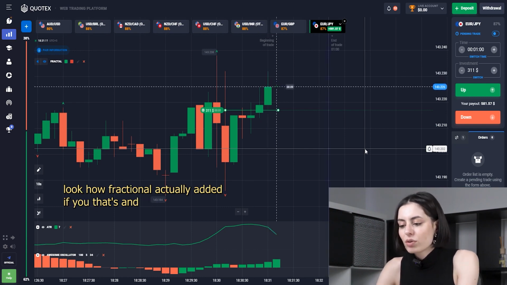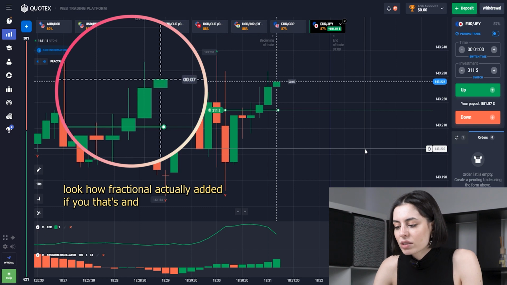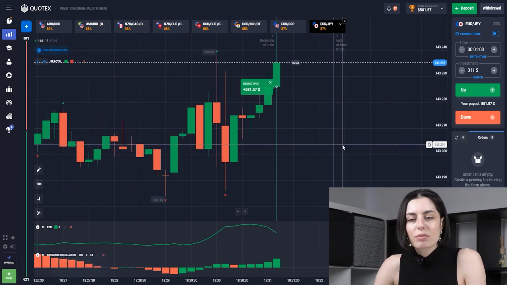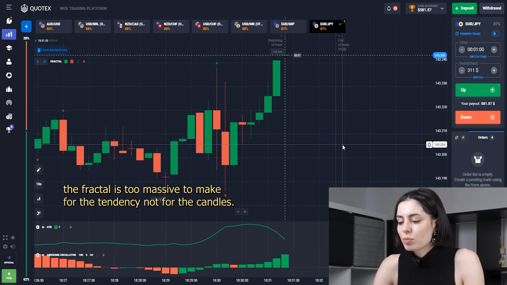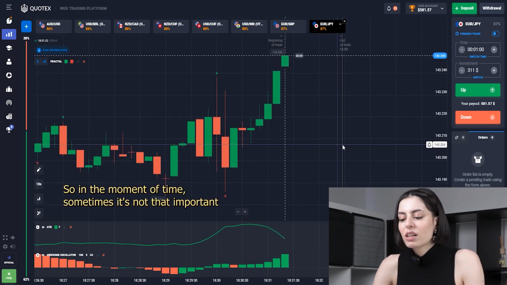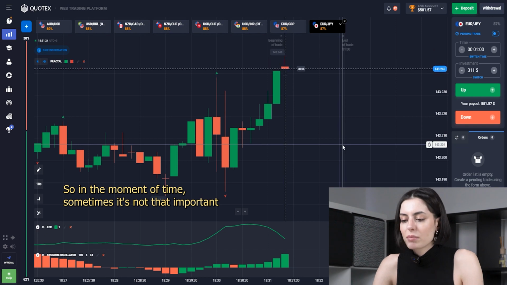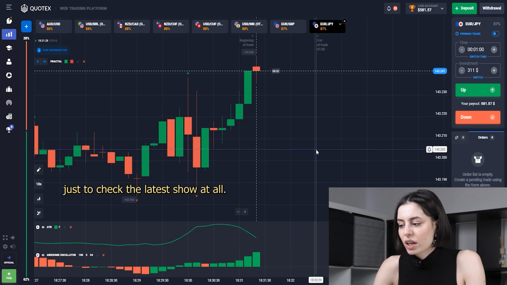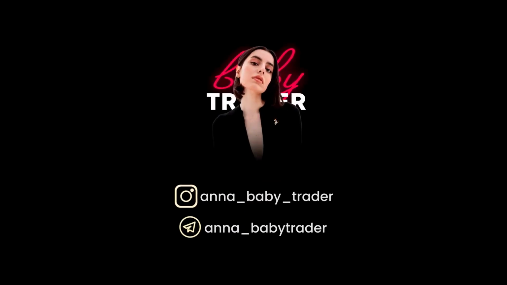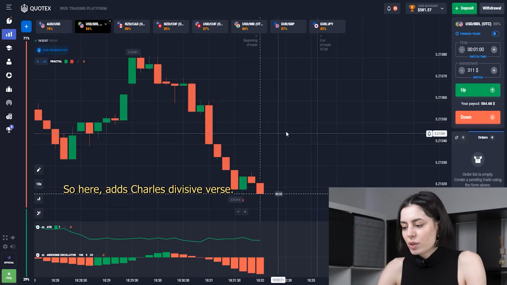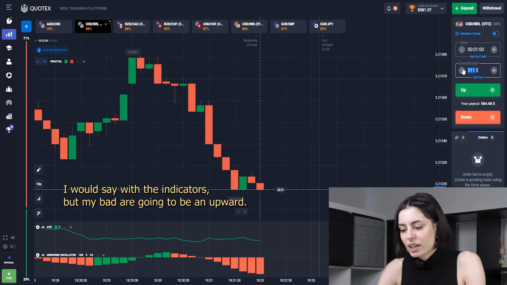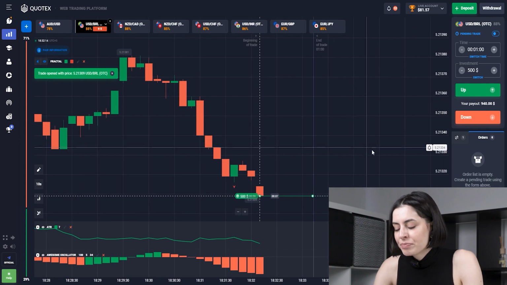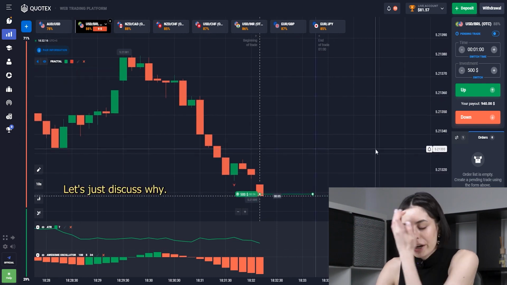And again, look how the fractal added a few dots. In the moment, the fractal is too massive, too big for the tendencies, not for the candles. So sometimes it's not that important to check the latest fractal at all. Here it's just vice versa with the indicators, but my bet is going to be upward. Let's discuss why.